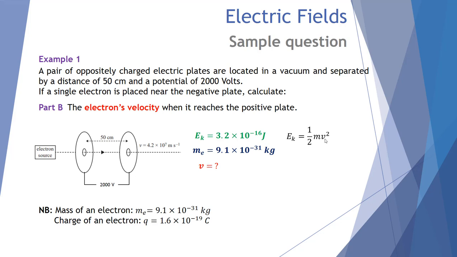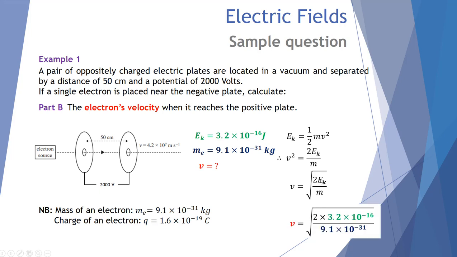So the equation that relates to these variables is the kinetic energy equation. EK equals a half mv squared. We can transpose to get v squared by itself, effectively multiplying both sides by 2 and then dividing by m. Finally, to get v by itself, we must take the square root of both sides. So v is equal to the square root of 2 times the kinetic energy divided by the mass.